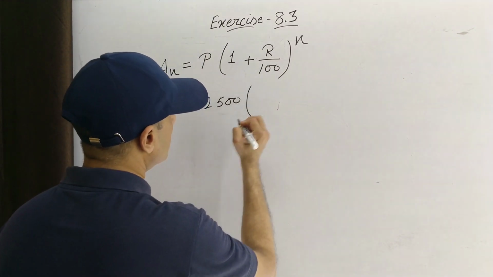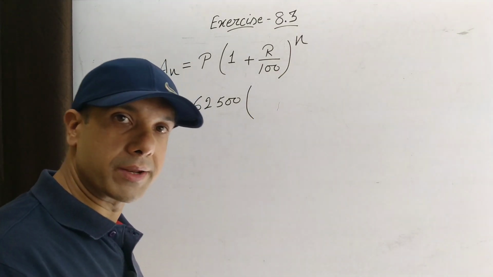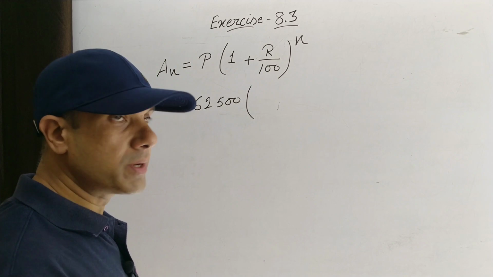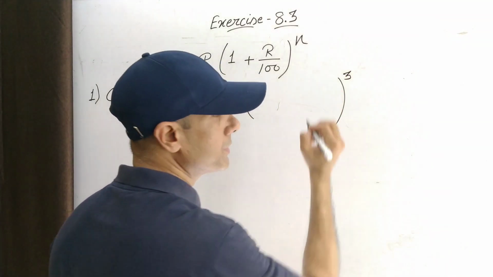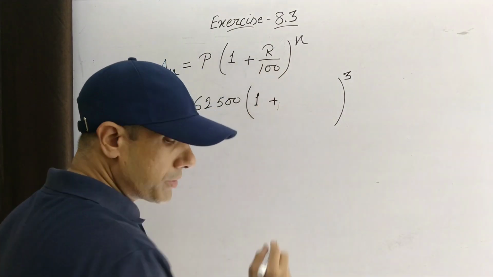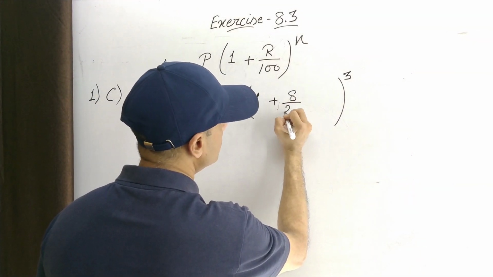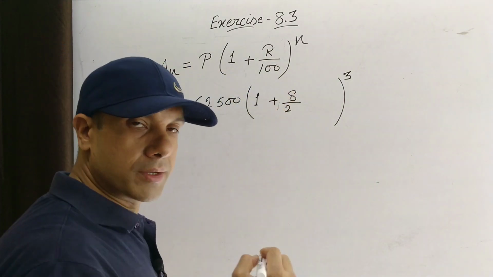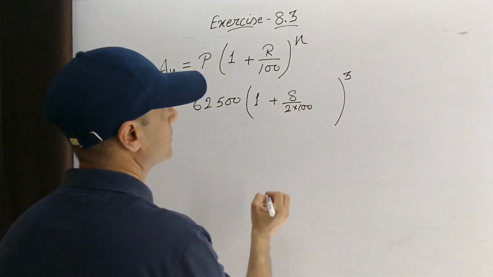Now this amount is getting compounded half yearly, and the rate of interest is 8% per annum. So in 1.5 years there will be 3 half years. So we get n is equal to 3. The rate of interest is 8% per annum, so it will be 8 by 2, that is half of it, in every 6 months, half year, and divided by 100. So we get this expression.